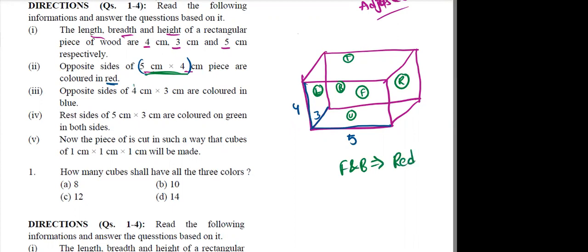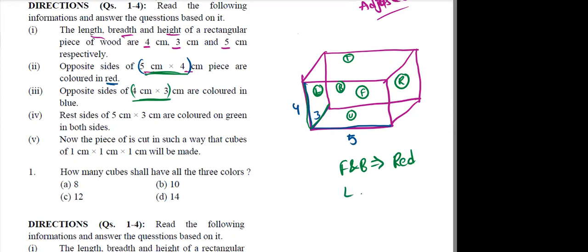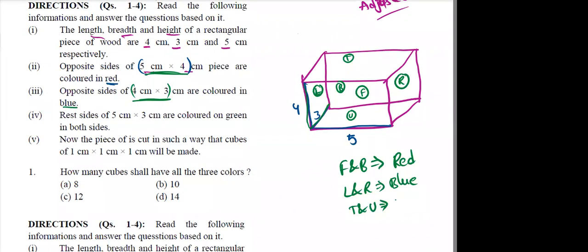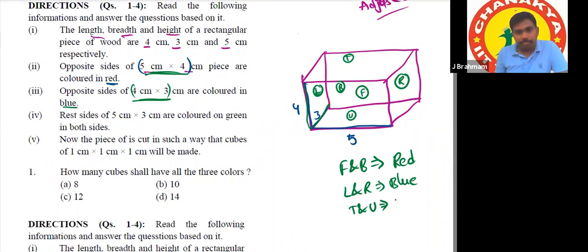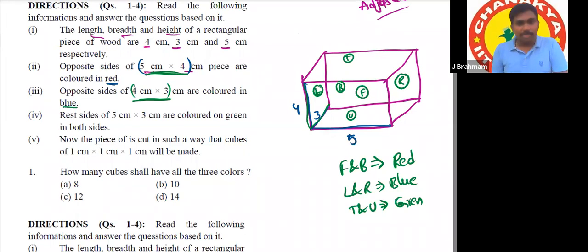Next is 4 centimeter and 3 centimeter. It is 4 and 3, so left and right. Very good. Left and right he has colored with blue. Next, the remaining 5 and 3 means top and under. Top and under he has colored as green. Okay, let us do one thing. Top and under, this is green.